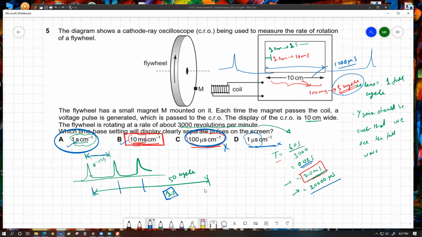Oh, okay sir, then we'll get 50 cycles. 50 cycles within 1 centimeter. That's too congested. Yes sir. That's why we don't appreciate that.